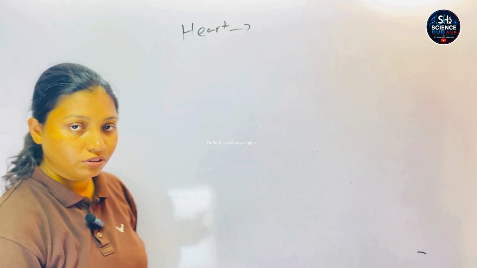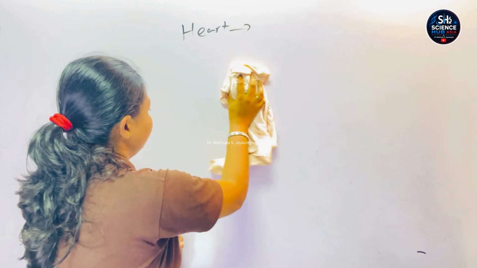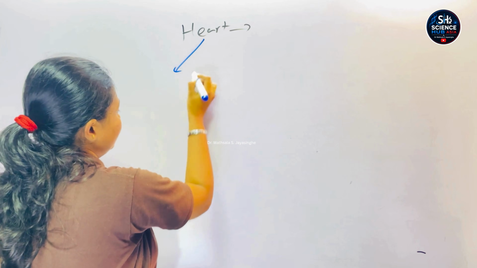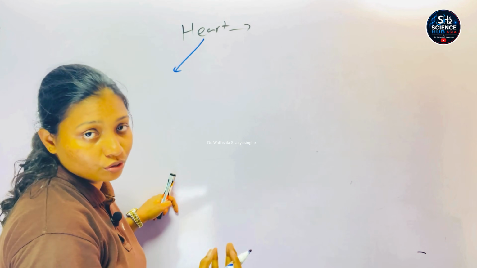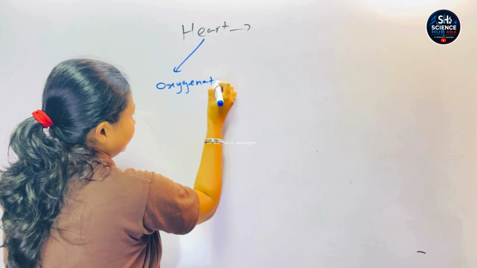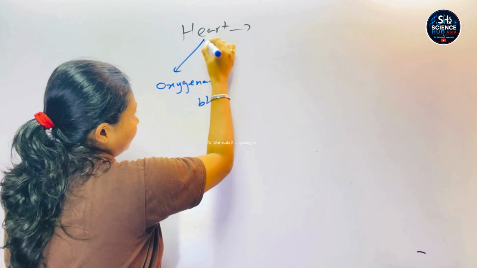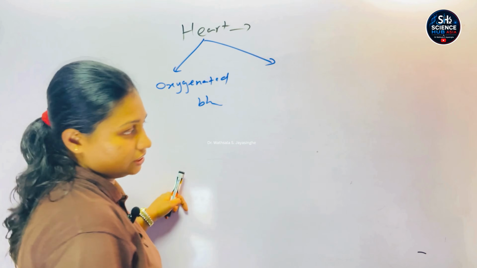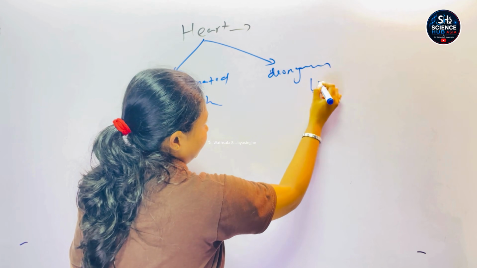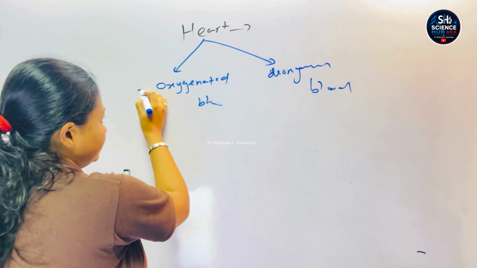Here I am going to talk about the mechanism. To learn the mechanism, these words should be in your mind. One is, when the blood is rich with oxygen, it is known as oxygenated blood. And when it is not rich with oxygen, it is known as deoxygenated blood. That's the first thing you should know.